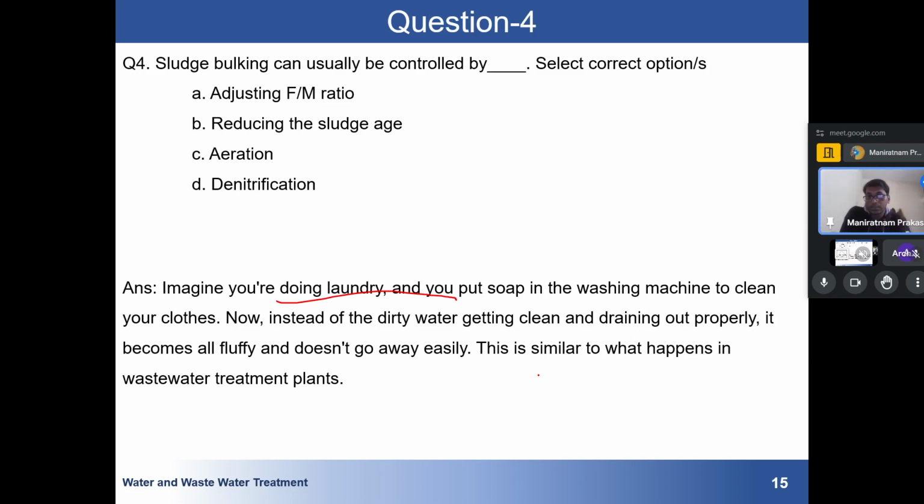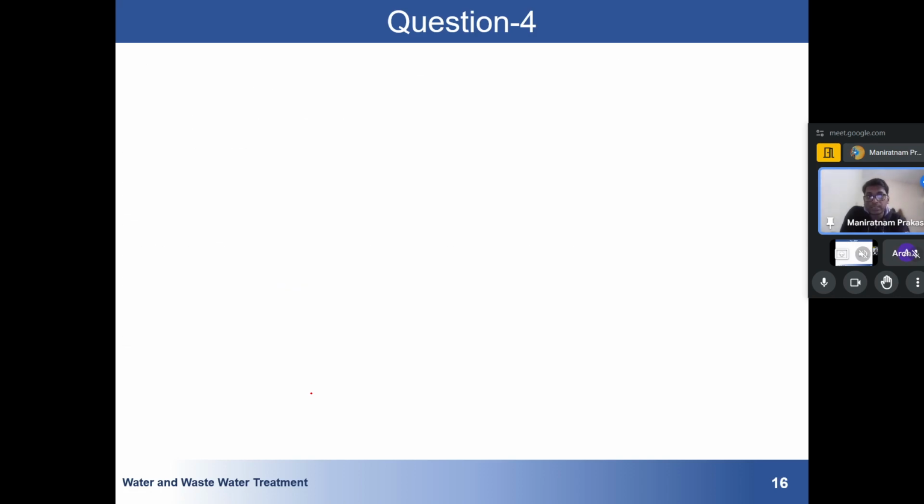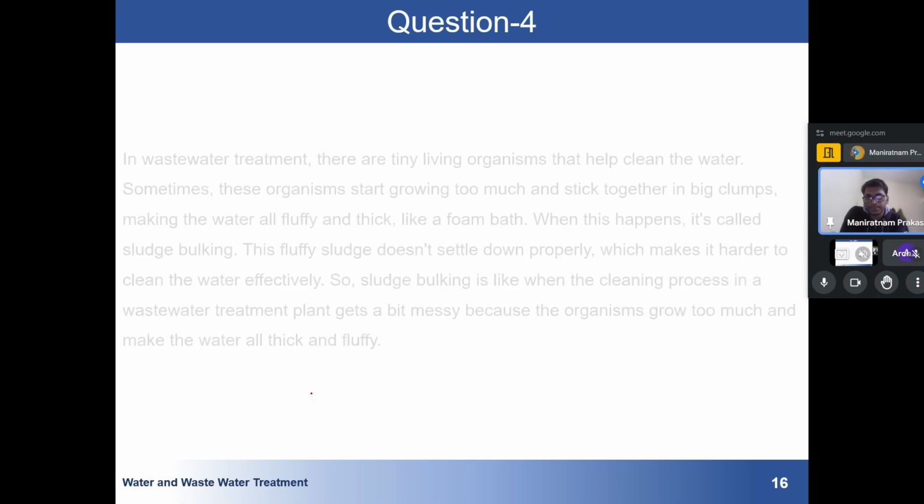Similar thing happens here. I hope you are getting what I am saying, this fluffy thing. During washing your clothes, you must have experienced this fluffiness of waste that is generated at the top of the water. Whenever I do it, I generally see it, and I hope you have also seen it. This similar thing also happens in wastewater treatment plants. From there, the term sludge bulking is defined.